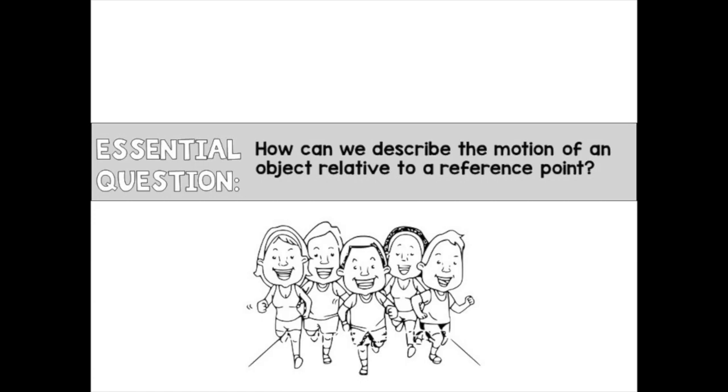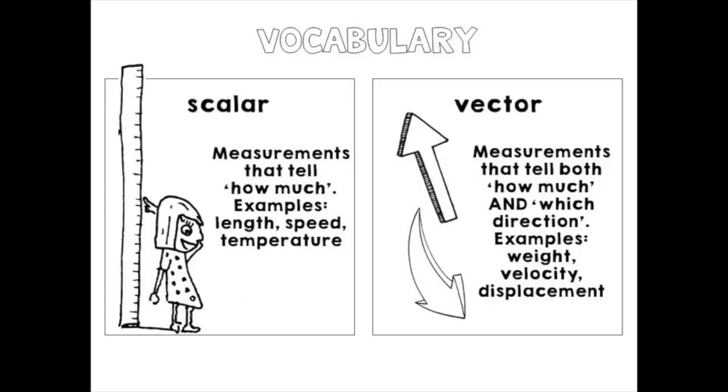So our essential question: how can we describe the motion of an object relative to a reference point? Sounds like a lot to say. Some vocabulary words you may need to know are scalar, meaning measurements that tell how much, for example, length, speed, or temperature, and vector, which you've had before when we talked about net force, measurements that tell both how much and which direction. So examples: weight, velocity, displacement.